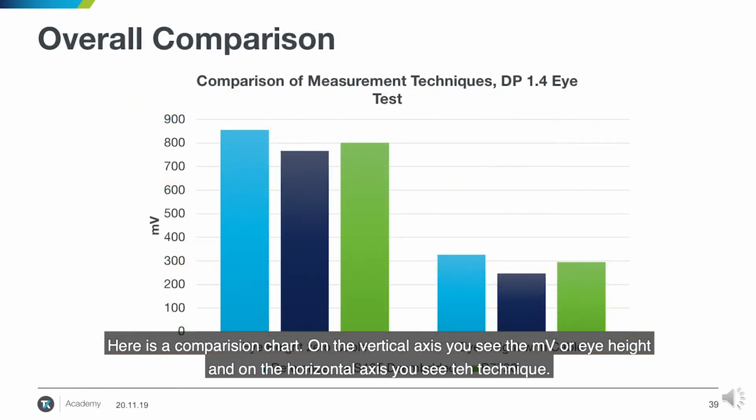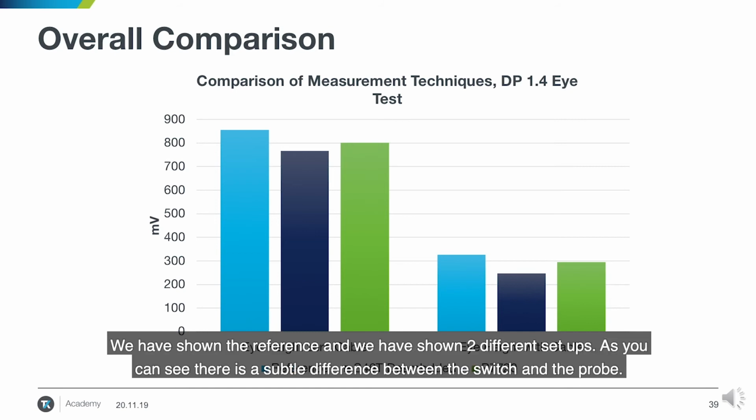Here is a comparison chart. On the vertical axis, you see the millivolt or eye height, and on the horizontal axis, you see the technique. We have shown the reference, and we have shown two different setups. As you can see, there is a subtle difference between the switch and the probe.